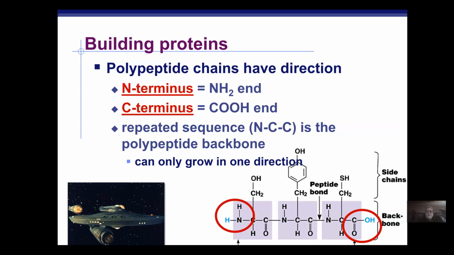So the amino acids are linked together going from one direction. They are not added to on both sides at the same time. They're only going to grow in one direction. They're going to go from the N terminus, or the amino end, to the carboxyl end.